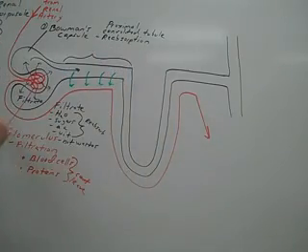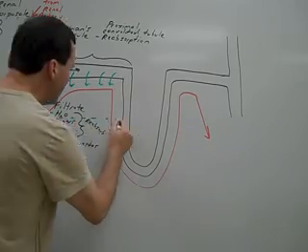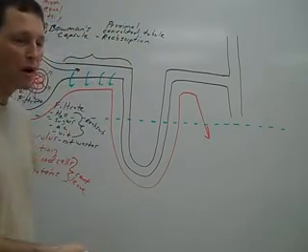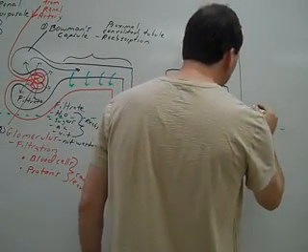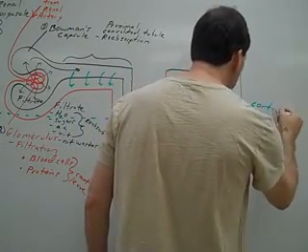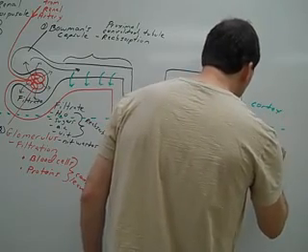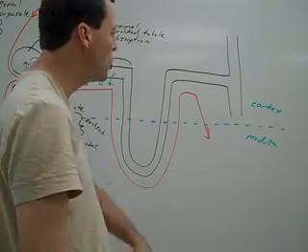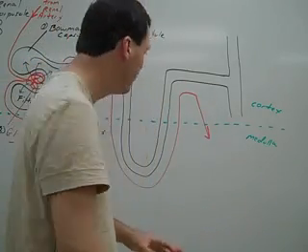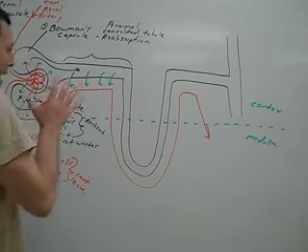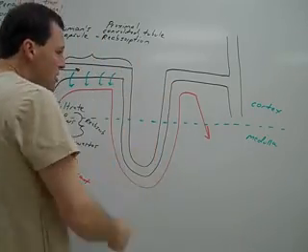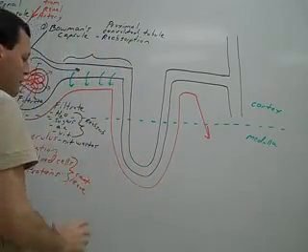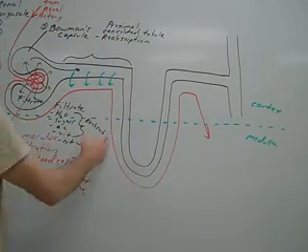In fact, I'm going to draw a dotted line here, and this dotted line is going to represent the cortical medullary junction. So above it is going to be the cortex, and below it is going to be the medulla. This is the cortical medullary junction, where most of these nephrons are found. And this tubule goes deep into this cortical medullary junction. That's going to be very important in just a minute.